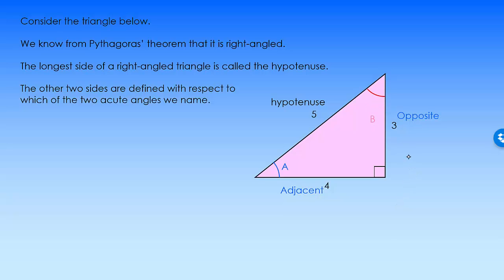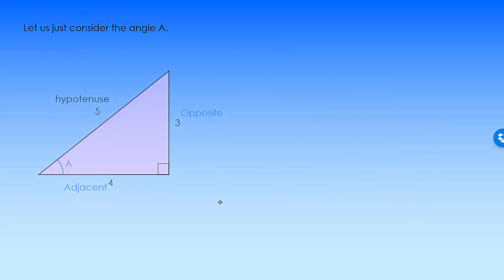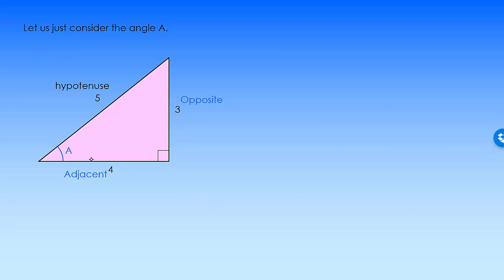If on the other hand we call this one B, then of course this one is still the hypotenuse, but with respect to B, this side would be the opposite, and this one is next to B, so it's the adjacent. Let's just consider the angle A. So A is here, we know the longest side is the hypotenuse, the opposite is opposite A, the adjacent is next to A.